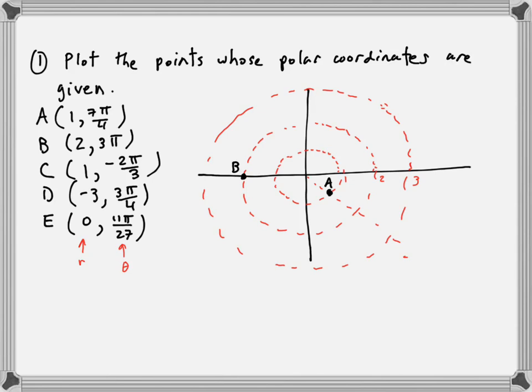Next, C is sitting on a circle of radius 1, except we're going backwards 2 pi over 3. So where would backwards 2 pi over 3 set us? Well, think of it as negative 120 degrees, right? And so it's 60 degrees below the pi mark, and it's on a radius of 1, so this would be something like right here. Okay, so this point right here is C.